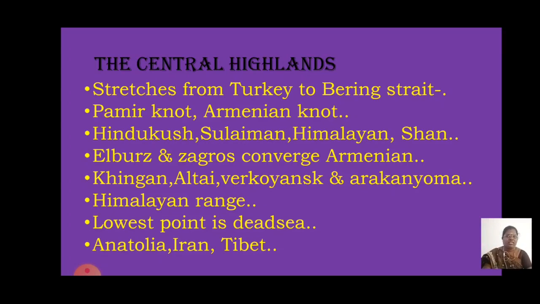The Elburz and the Zagros converge at the Armenian knot. The Taurus and the Pontine ranges radiate from the Armenian knot. So the Hindu Kush, Sulaiman, Himalayan and Tian Shan ranges radiate from the Pamir Knot, but the Taurus and Pontine ranges radiate from the Armenian knot. The other important mountain ranges are the Great Khingan, Altai, Verkhoyansk and Arakan Yoma. These were the most important ranges found in the Asian continent.